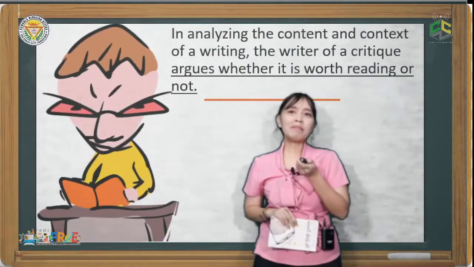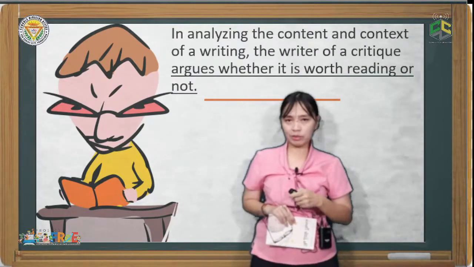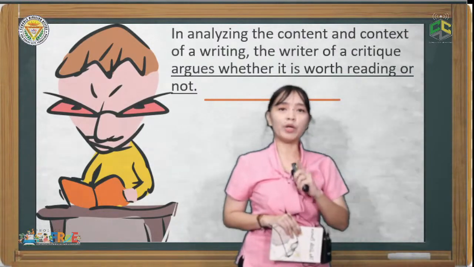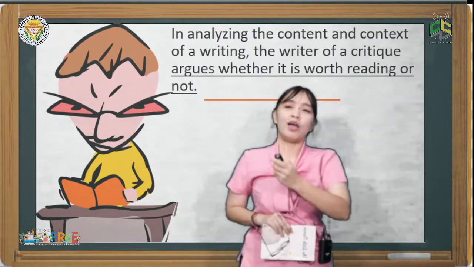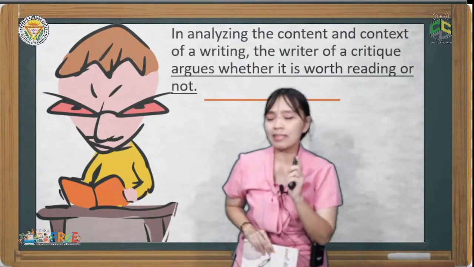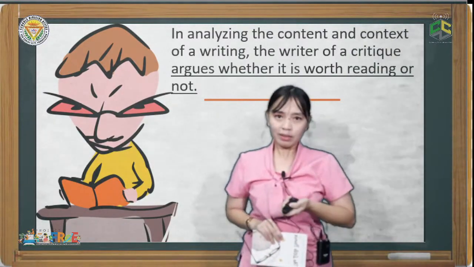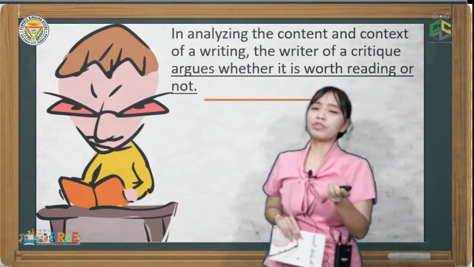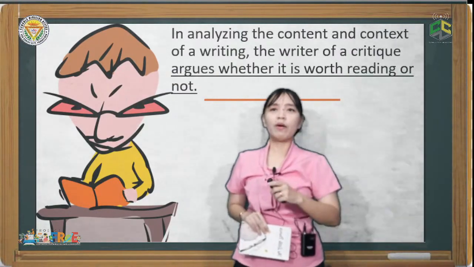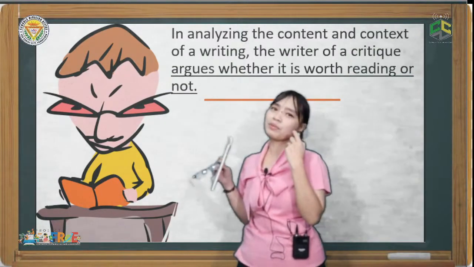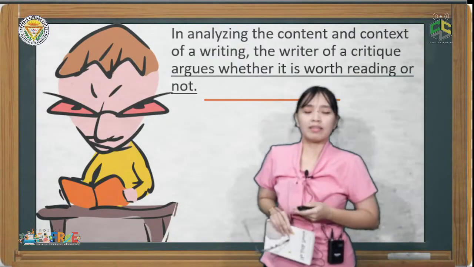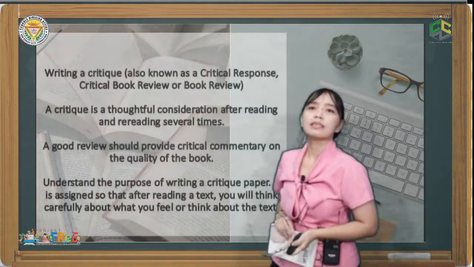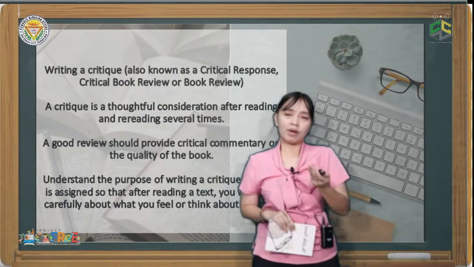And this time, I'd like to highlight this point as well, grade 12 learners. You have to remember that if you are writing a critique paper, take a look at these: you are going to analyze the content and the context of a writing. This one is indeed very crucial when you are going to come up with a critique paper. And of course, just like I said a while ago, you are going to argue, you are going to persuade us whether the material is worth reading or not.